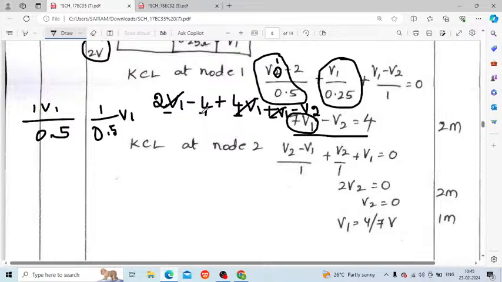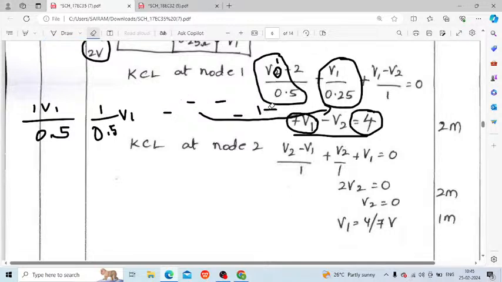How 4? Because this minus 4 goes to the right hand side, so it becomes equal to plus 4. I hope you got the equation. Yes. So you got the equation now, right? So now the next thing, I'll erase all this. Yeah, it looks clumsy.